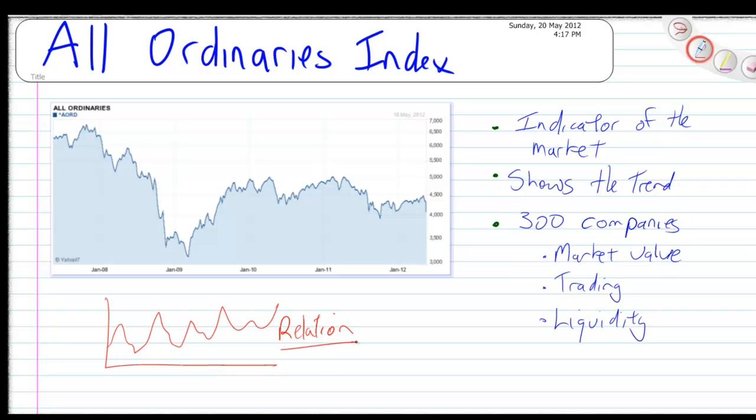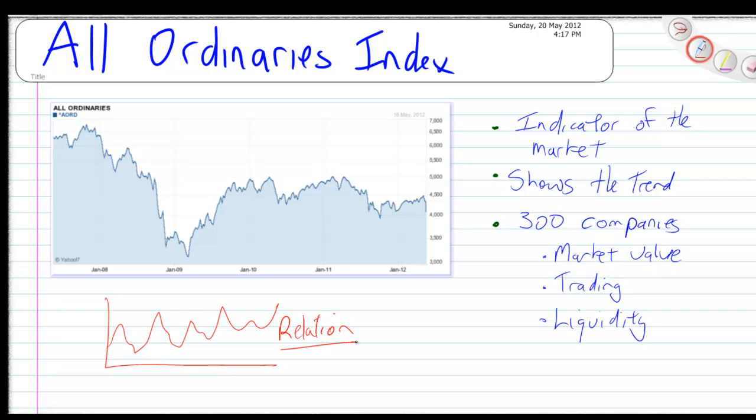But if we use a whole lot of shares that are spread across a whole lot of different industries and different sectors, then you get a good indicator of what the market's doing. So in Australia we have the All Ordinaries Index, and that's an indicator of the market, and it shows the trend of what's going on. This graph here shows a few years of the All Ordinaries Index in Australia, and you can see it going up and down all over the place.